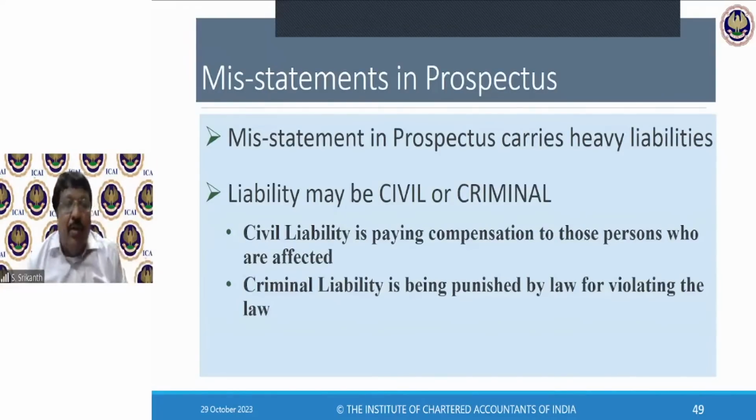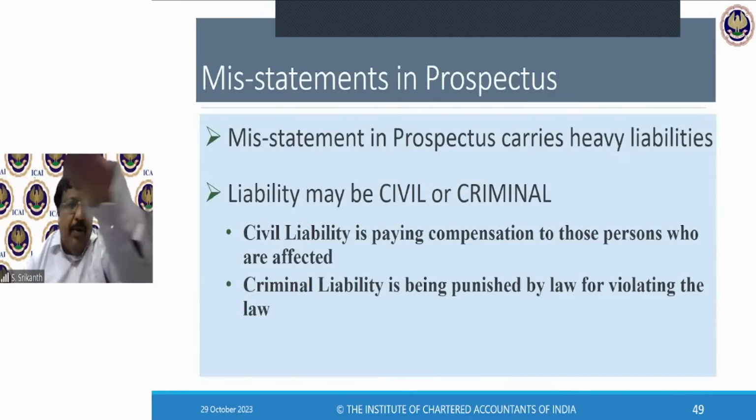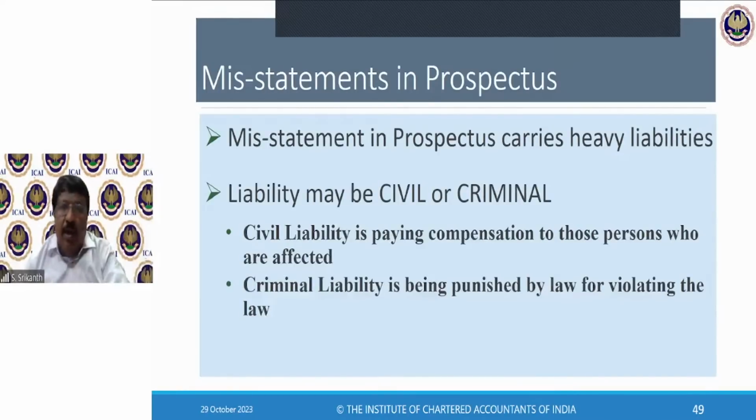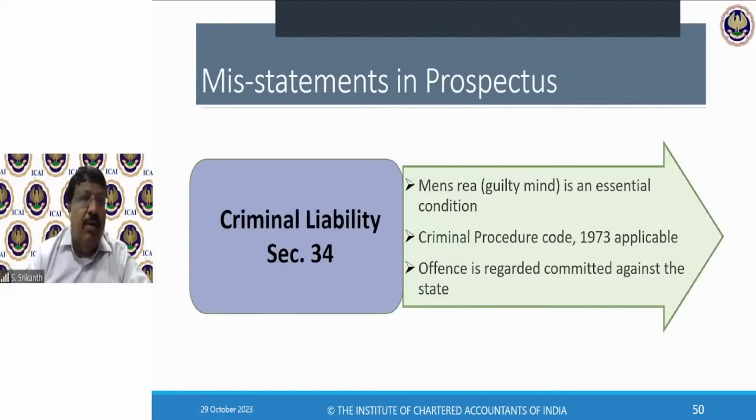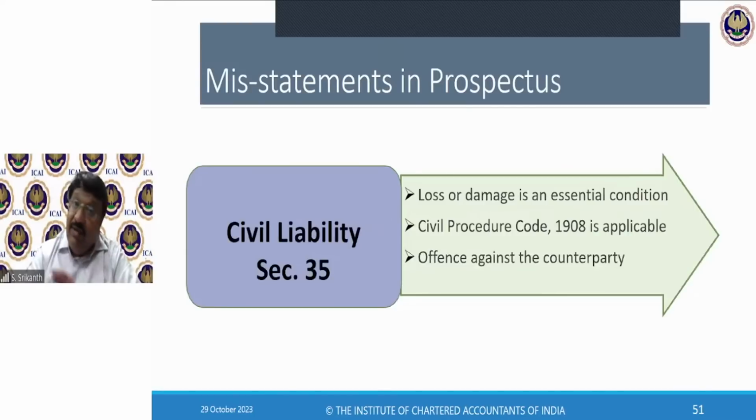In addition to that, people have suffered loss. Because I invested in that company, and then that company got listed and the price fell, I've lost money, mental peace, all that. So I have to be paid compensation, right? So the Companies Act provides for such cases. They provide for criminal liability in Section 34. Based on the Criminal Procedure Code, they will be punished by imprisonment or fine and all. Then civil liability, where there is a loss or damage.